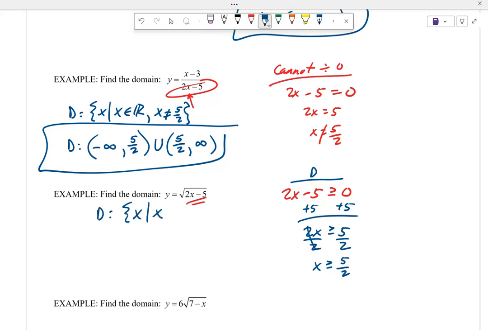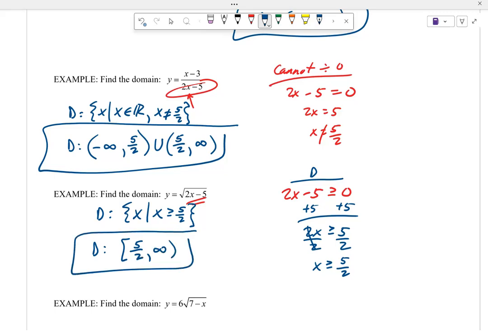X such that I can be any x value greater than or equal to 5 halves. But I've got to be numbers 5 halves or bigger. So my interval notation starts off at, see how I include it with a bracket? I start off at 5 halves and I shoot to infinity.